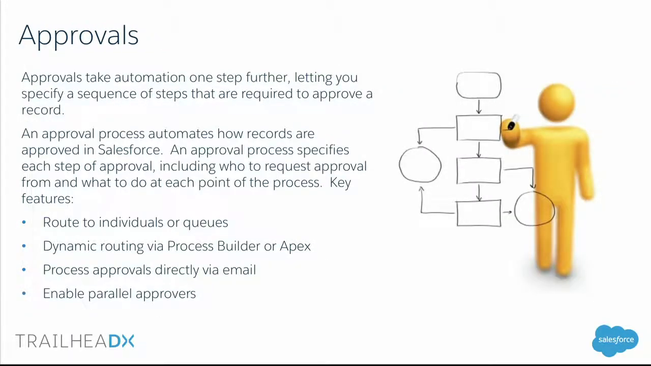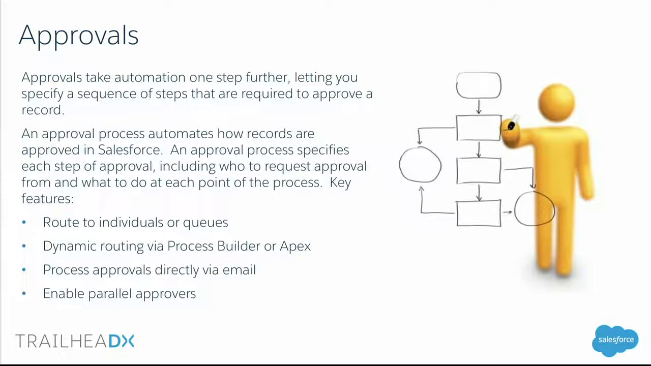Approval processes, these are going to go a little further. When you create an approval process, it's going to let you specify a sequence of steps to approve a record. You can make the approvals happen sequentially, where, for instance, it has to go to your director, the director has to approve it, then it has to go to the VP, then it has to go to the CEO even.